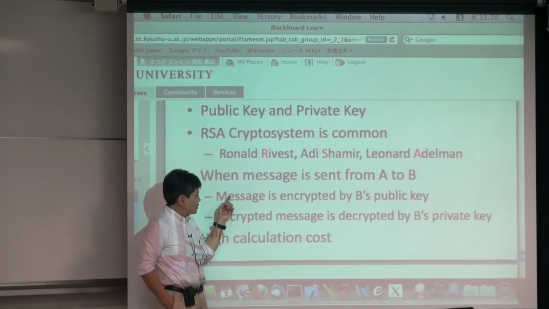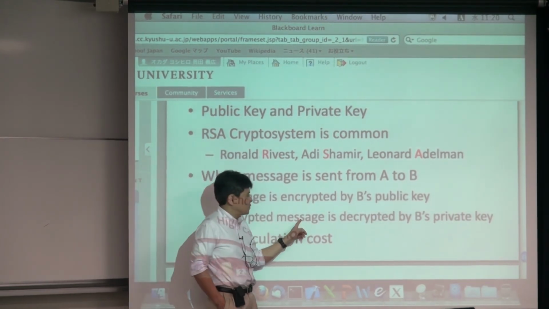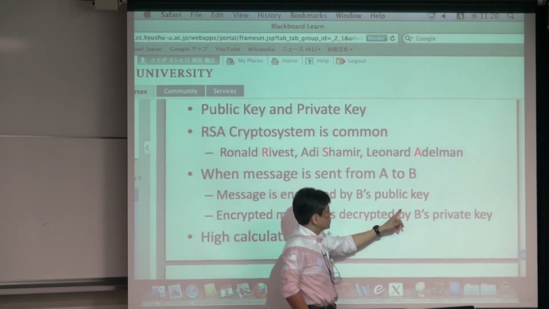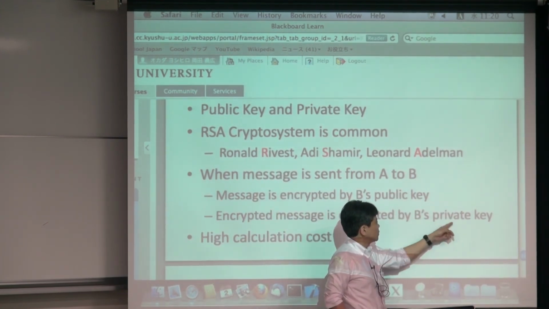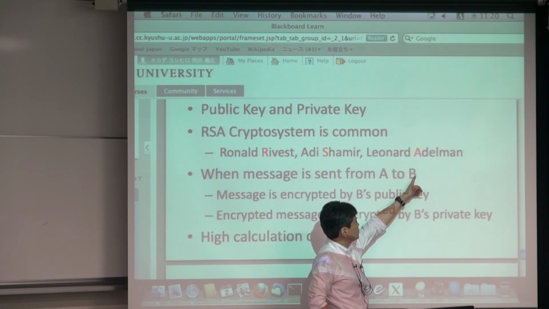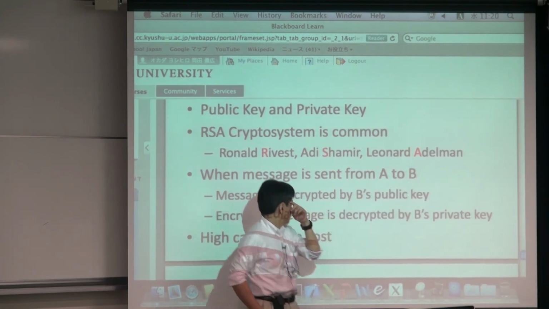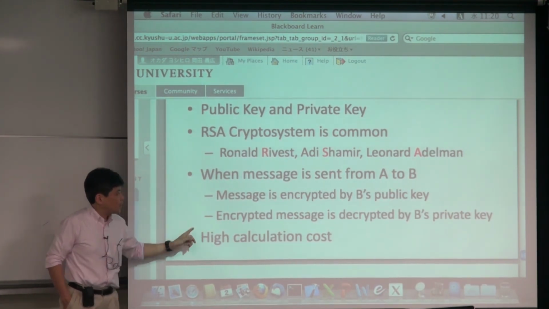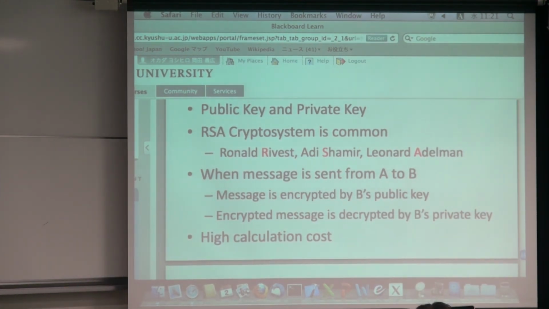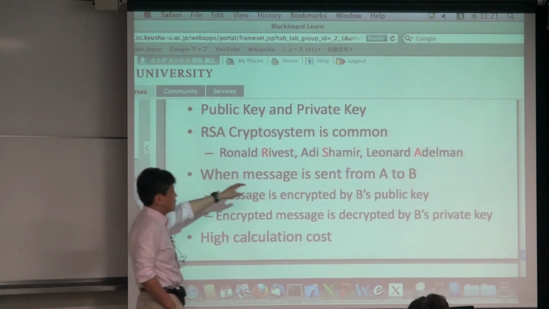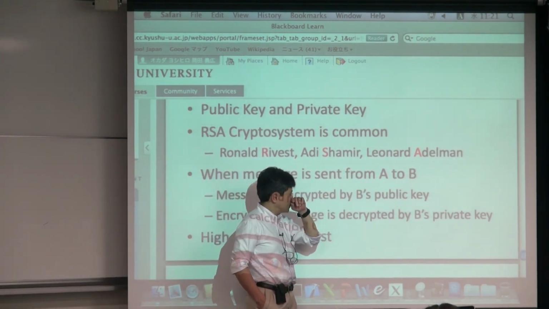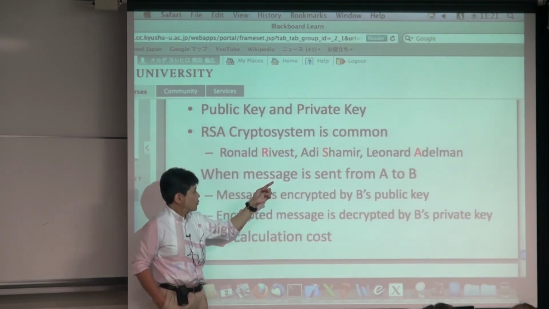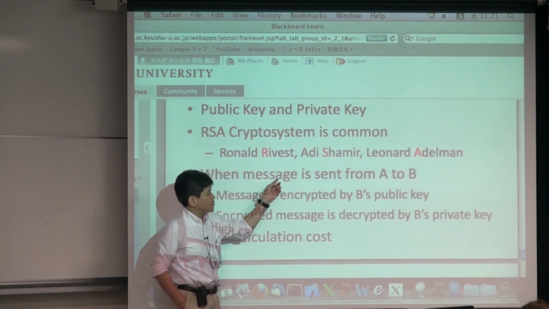After that, the encrypted message is decrypted by B's private key. B's private key is already held by person B. However, the calculation cost is very high. Of course, person A should have B's public key before sending the message to B.